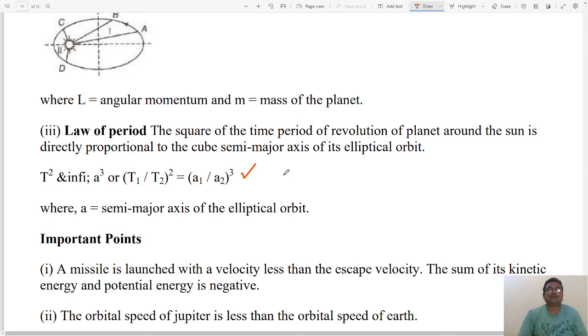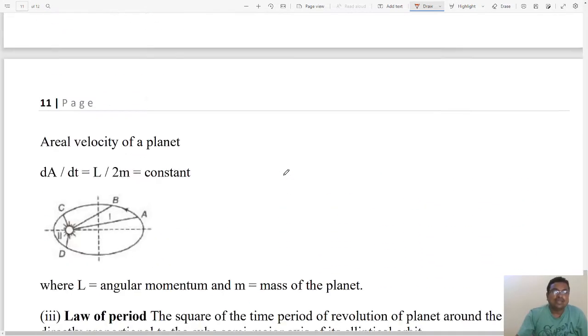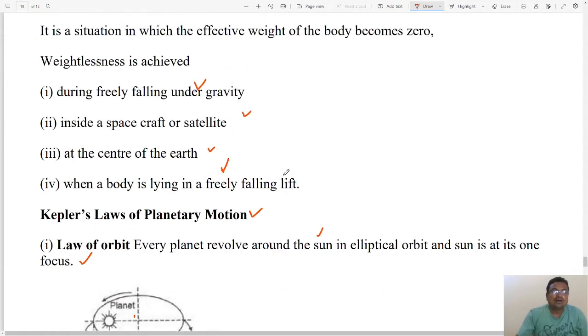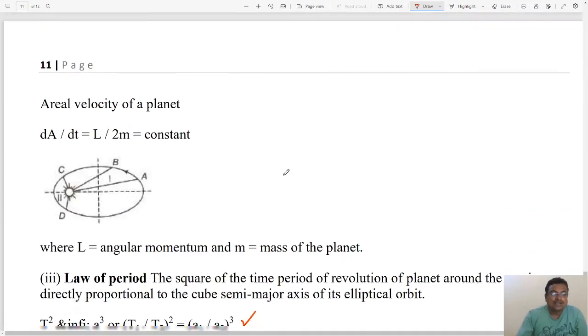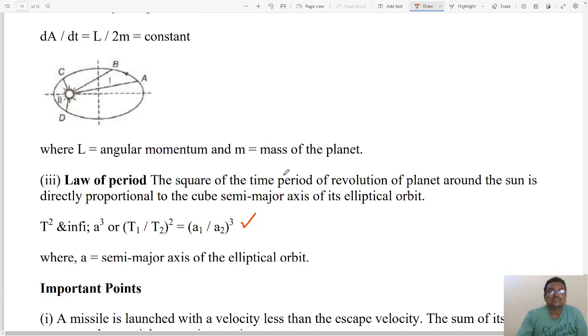Three laws we all learn: the law of orbit, the law of area, and the third one is the law of period.